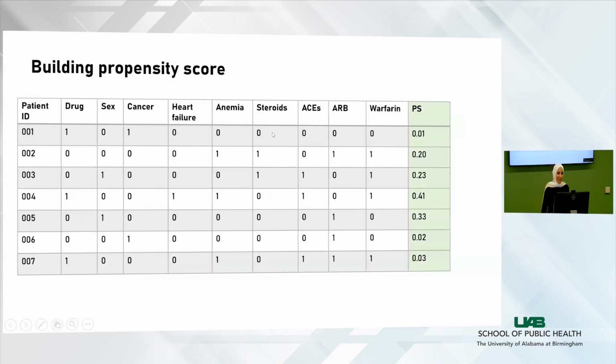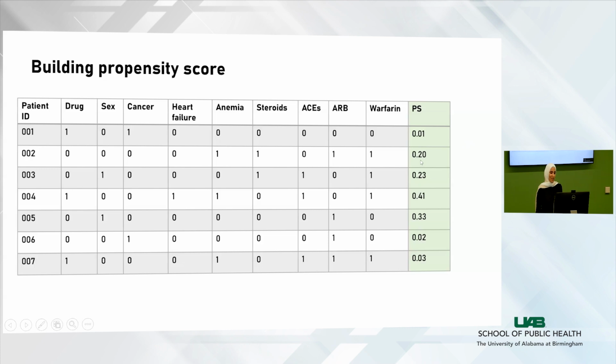So if we look at the table here, using the logistic regression model that I have shown, the model outputted a propensity score for each patient. So this patient has a propensity score of 0.01, 0.20, and so on. So after I obtain my propensity score, I have to decide how I'm using it. And a commonly used method is matching. So I would tell the software to match patients based on a caliper width of, let's say, 0.2.